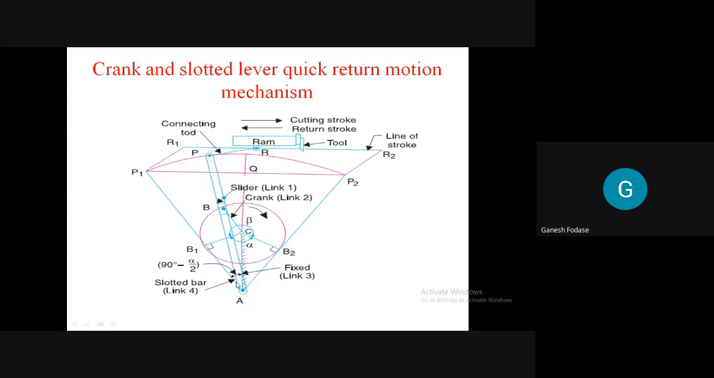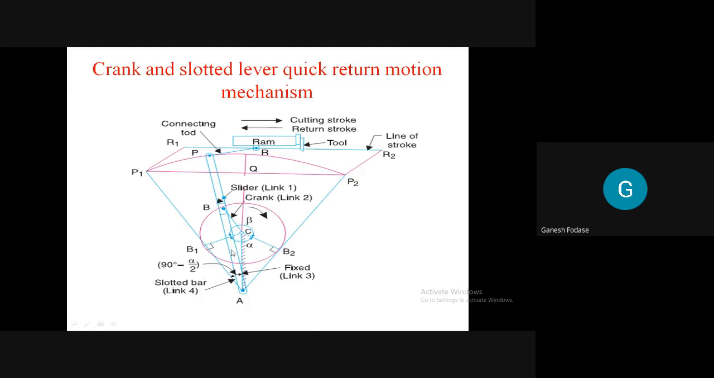This slotted frame is link number 4, and it is connected to link 3 by means of a turning pair. Link 2 and 3 are also connected by means of a turning pair. Again, this link number 2 is connected to the slider. We are talking about a single slider mechanism. One slider, there is one sliding pair, and 3 turning pairs must be there. You can see here link number 2 is connected to the slider by means of a turning pair. But the slider slides inside link number 4.